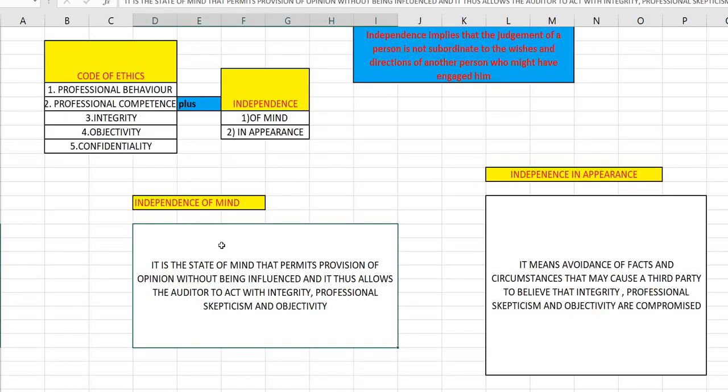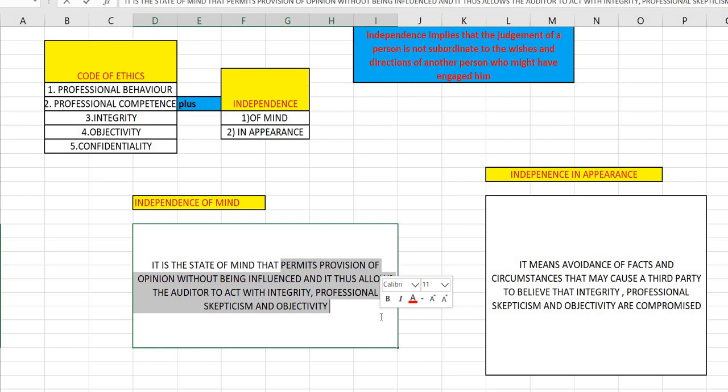Independence of mind is the state of mind that permits the provision of an opinion without being influenced, and it thus allows the auditor to act with three things: integrity, professional skepticism, and objectivity. Integrity and objectivity were discussed in the Code of Ethics.